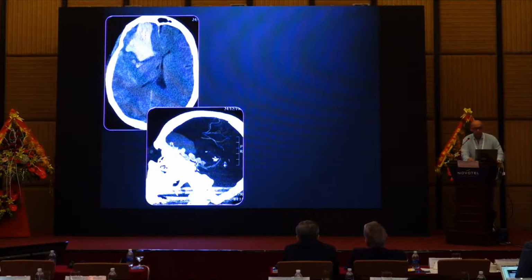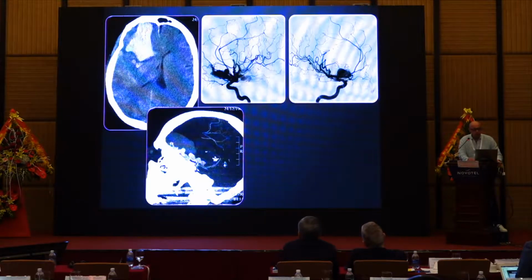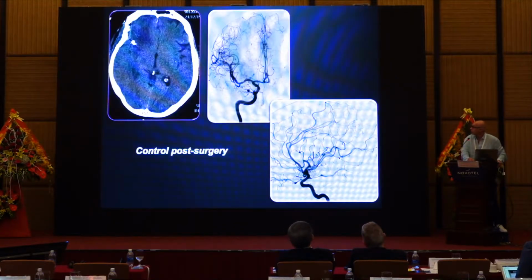This is an example of a frontal AVM, which bled, with the angio-CT showing this arteriovenous malformation with huge venous drainage. And this is definitely an indication for immediate treatment. So this patient, as it was easily accessible for surgery, they evacuated the hematoma and the AVM, and this is the result after surgery, which was done at an early stage.